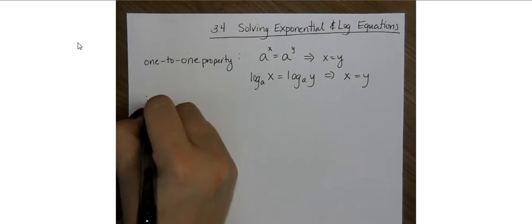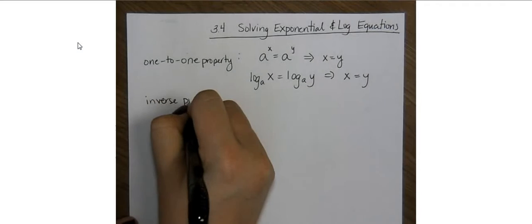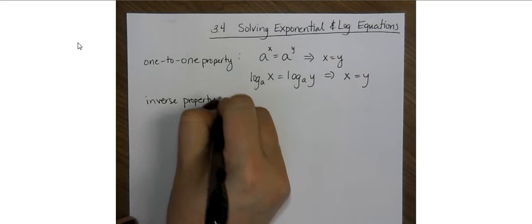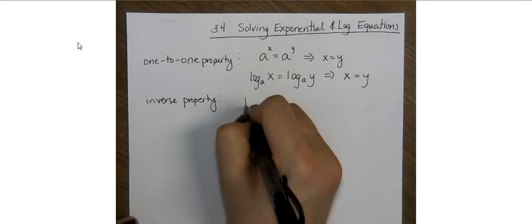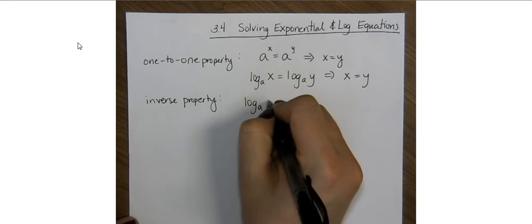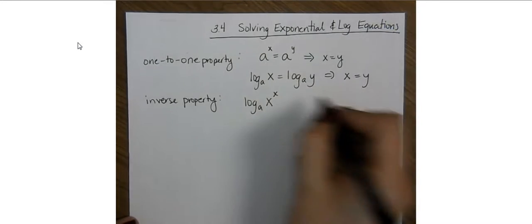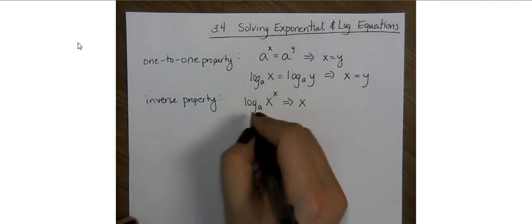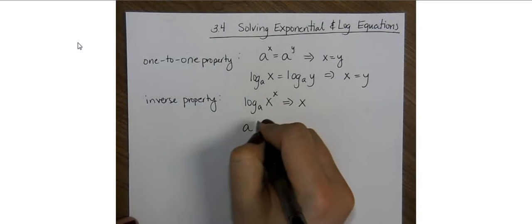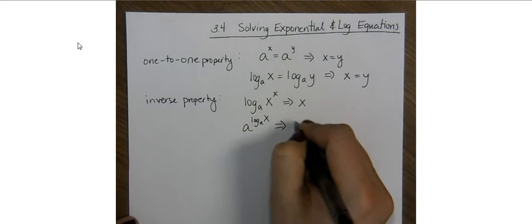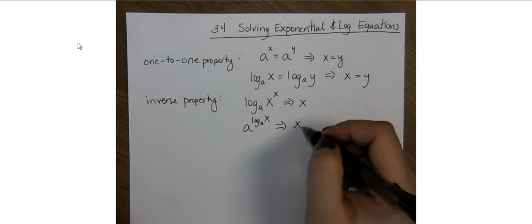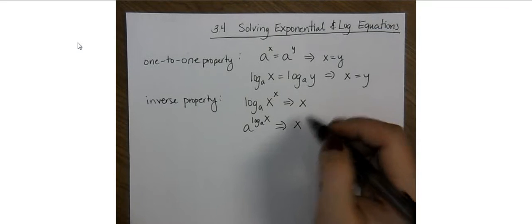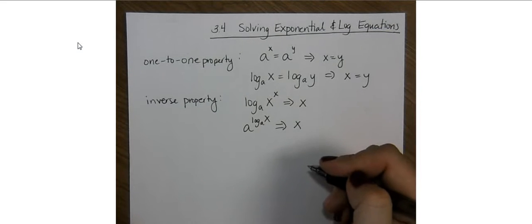The other property we talked about was the inverse property. It says that if you have log base a of a to the x, then this has to equal x. And if you have it in exponential form, a to the log base a of x, then that also has to equal x. And if you don't remember the inverse property, you're just going to have to convert between exponential and logarithmic form, just like you did on worksheet 1 yesterday.